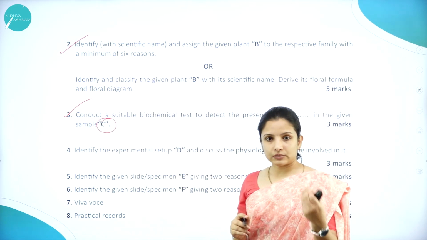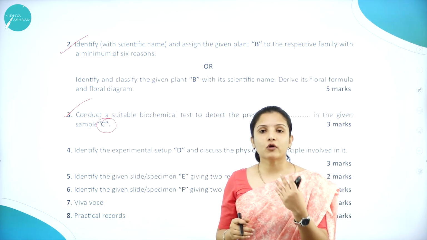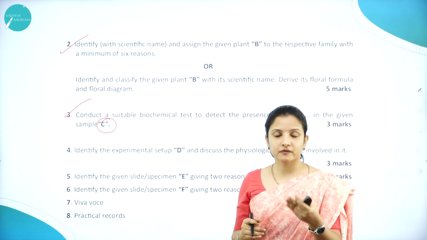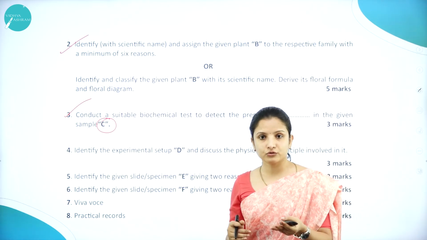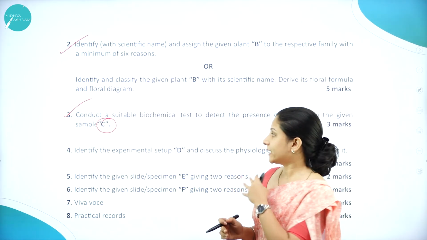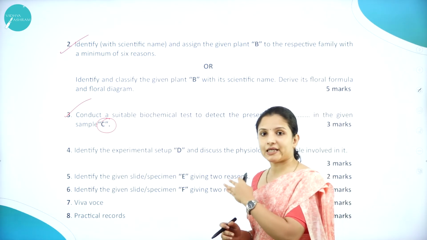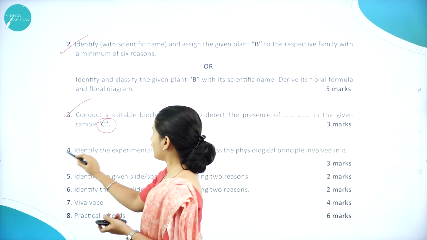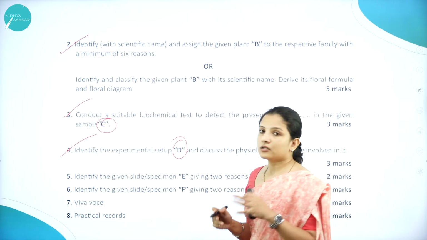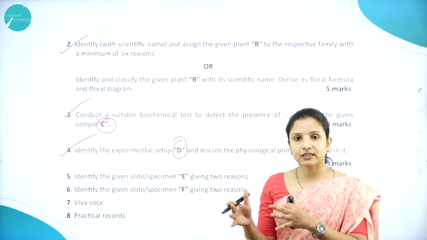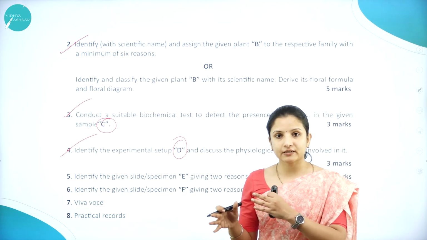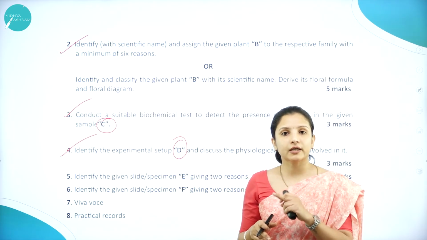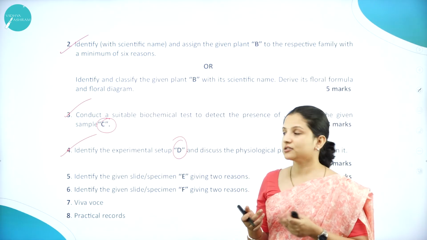Here plant extract will be given, and whatever the examiner asks you, whichever biochemical test he wants you to do, that you will have to do. So that is question number 3, that is material C. Next, question number 4, material D. Here, the physiological experimental setup will be kept. Looking at that, you have to identify what it is and you have to give the reasons for that.